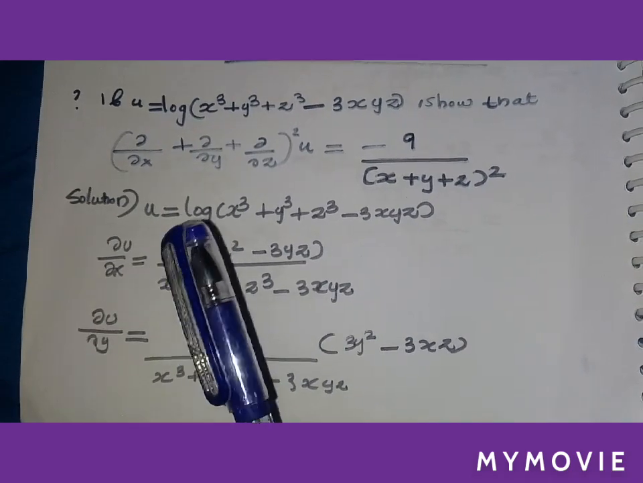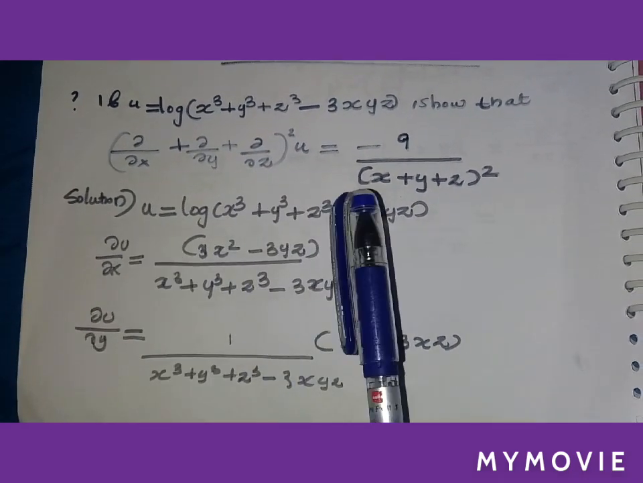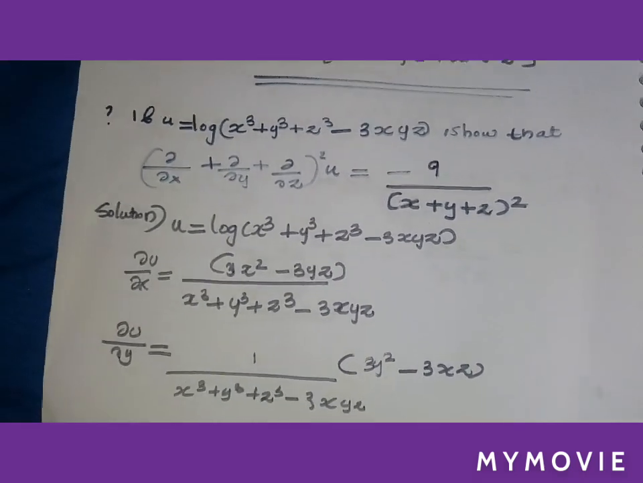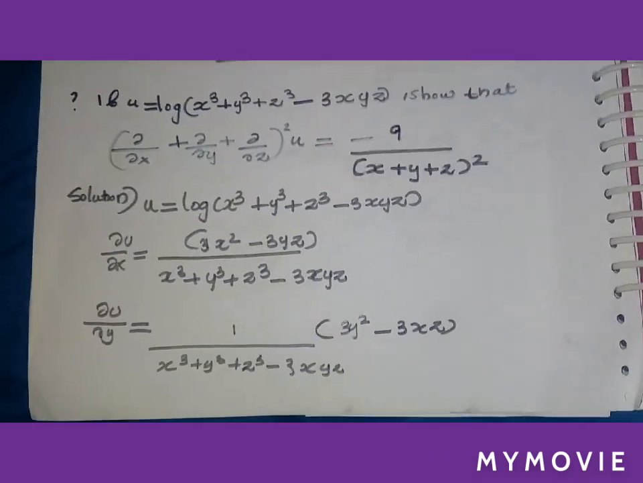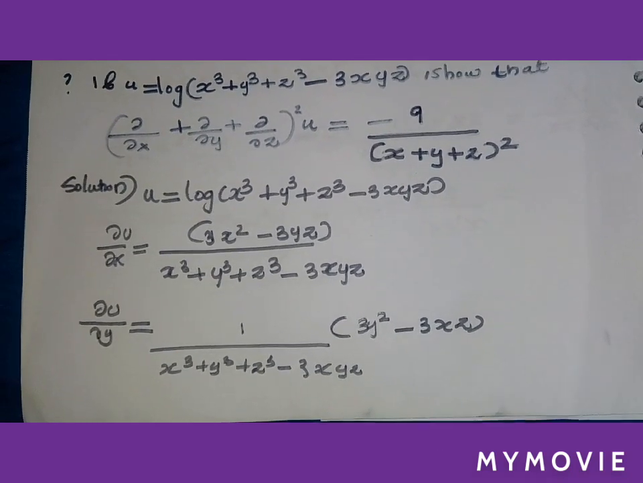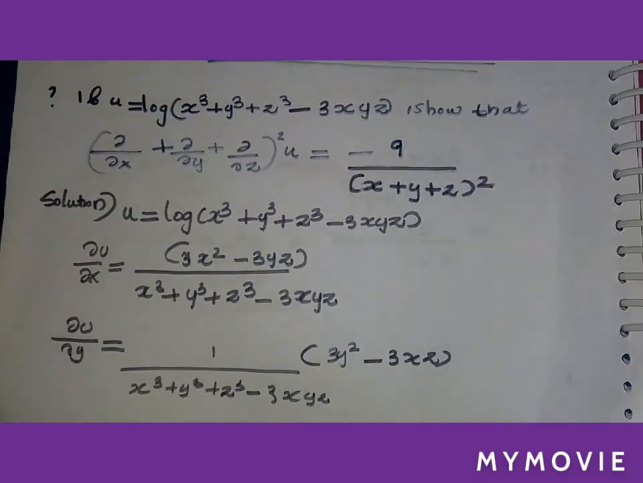We have to find ∂/∂x, ∂/∂y, ∂/∂z first and add these terms, and after that square. So we first find the derivative with respect to x, y and z, and after that we should add these terms.